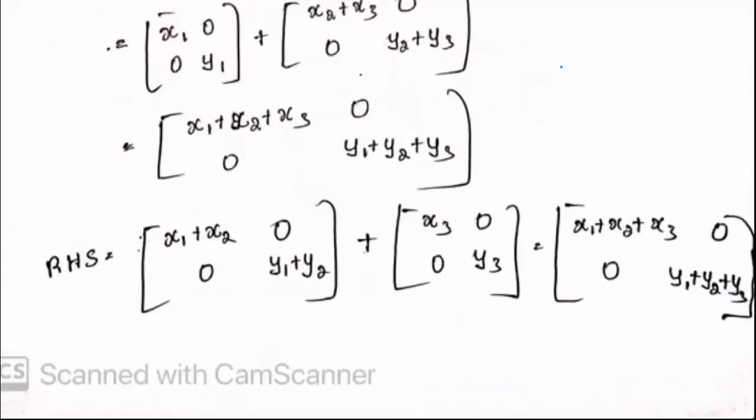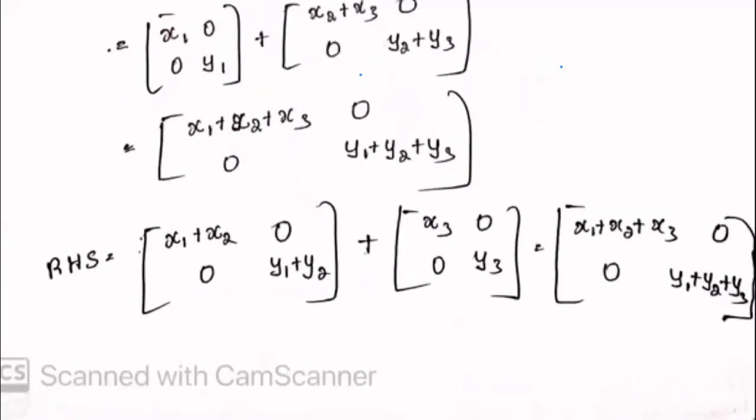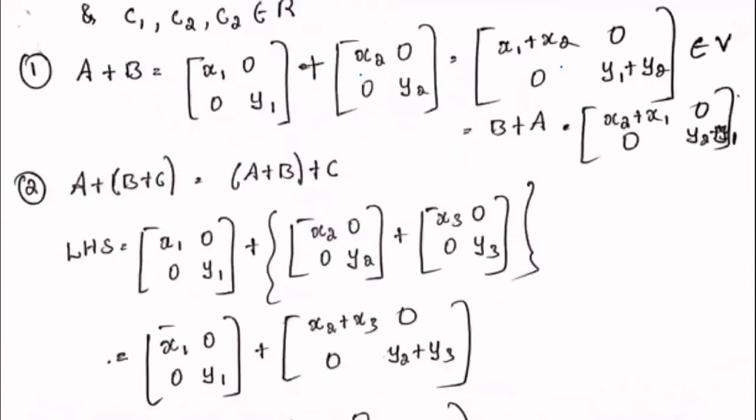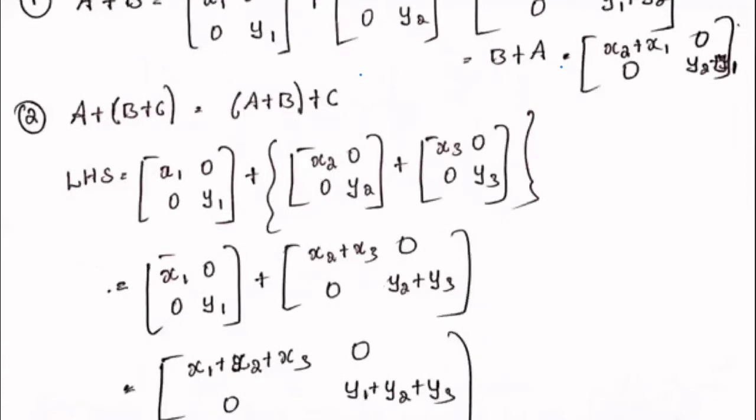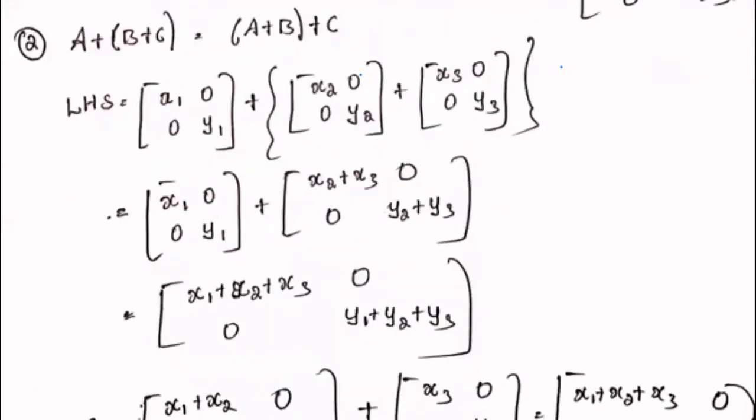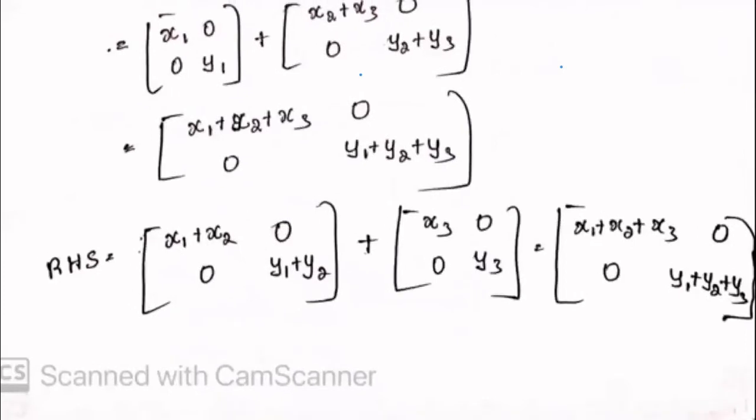Next, consider the RHS also. A plus B you have to add first, then C. A plus B is nothing but [x1+x2 0; 0 y1+y2]. Then you are adding it with C, which has x3. So finally, what you get? A plus B is this part, and C is this.